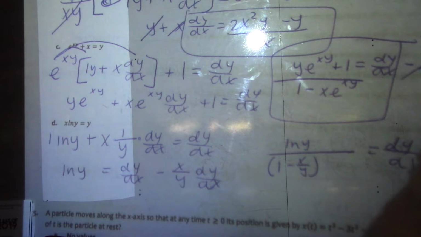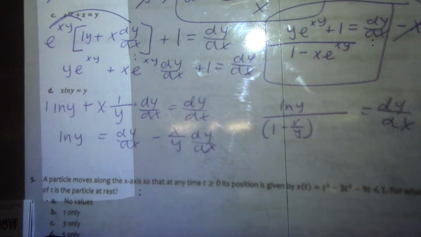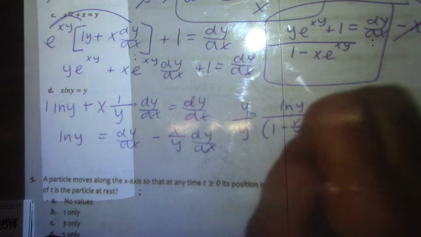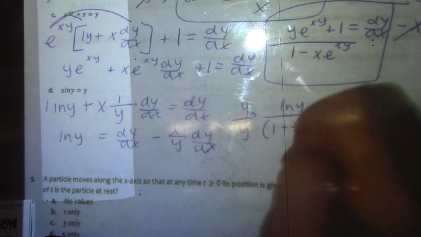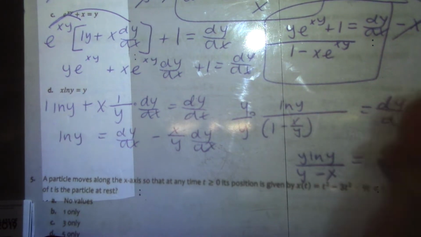Now that is not the simplest form, because we don't want to have a fraction inside of a fraction, so let's multiply top and bottom by y. So that would be y natural log of y. This would be y minus, and then the y's cancel here, which is the whole point, minus x. So this is my dy/dx in the simplest form.